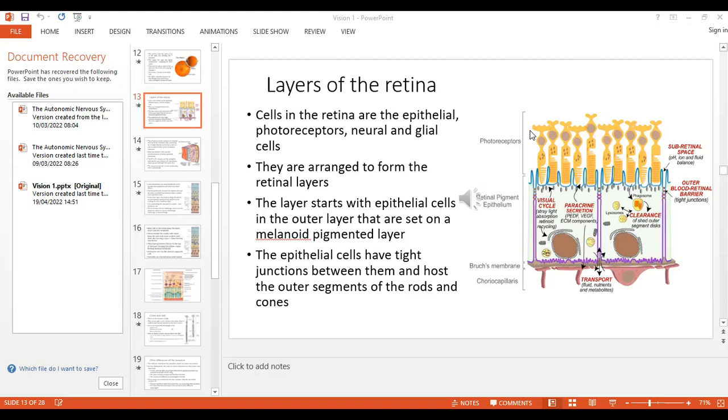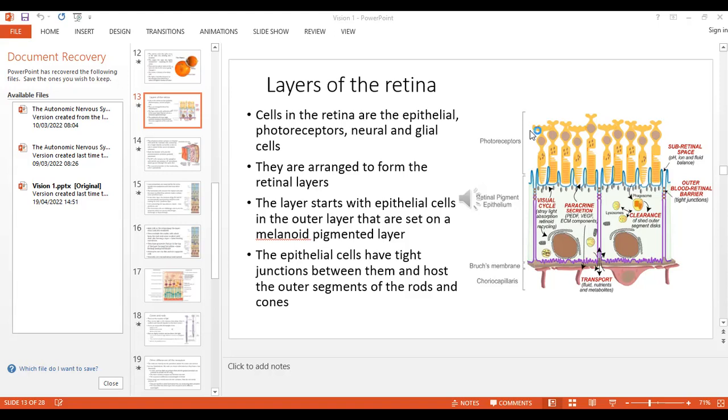So cells in the retina are epithelial, photoreceptors, neural, and ganglion cells. These are the different types of cells that are found in the retina. Basically, we're looking at how vision can be achieved. We're looking at neurophysiology, to be more precise, special senses, the anatomy of the human eye. So they are arranged to form the retina layers, those parts that I've mentioned in bullet number 1.